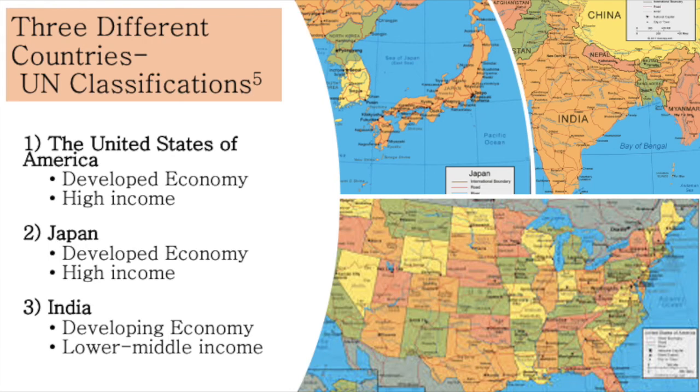So like I said at the beginning of this presentation, I'm going to look at infant mortality in 3 different countries, and here are some of the United Nations classifications of the countries that we're going to be talking about. So the United States and Japan are both developed economies with high income. And then India, the third country we'll be looking at, is a developing economy, and it's classified as a lower middle income country.